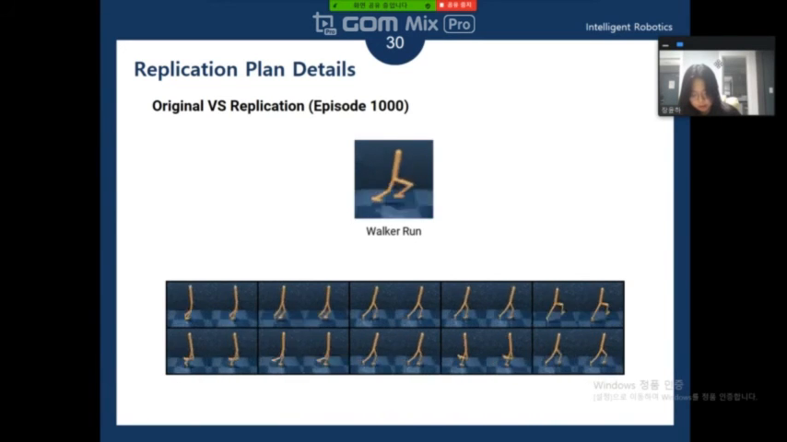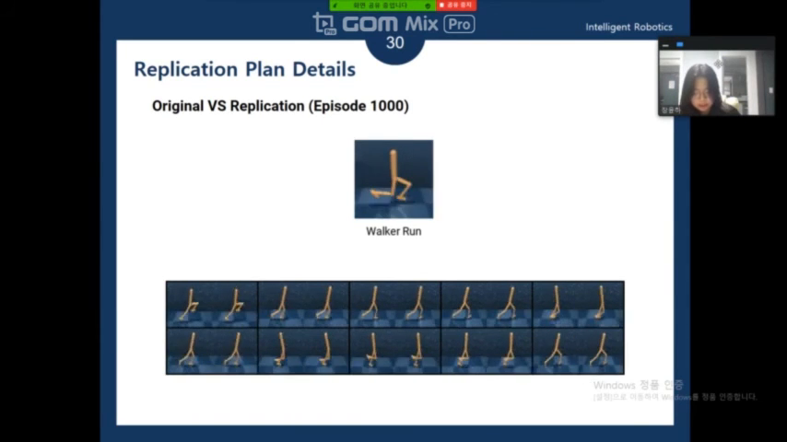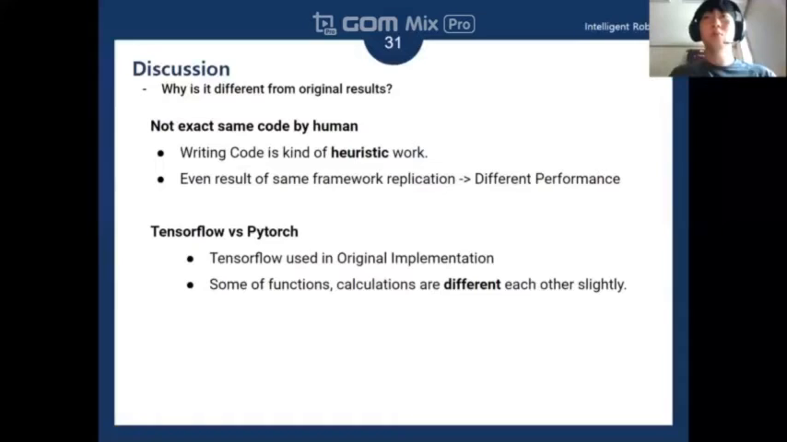When we compare our replication to the original Walker, it seems to be slightly different. But let's look at the reason why. So why is it different from the original implementation in Dreamer replication? Even with the same kind of code and framework, writing code is kind of heuristic work, so the result can be different. Also, TensorFlow and PyTorch offer different structures and function modules to do even the same task, so the calculations in deep learning models can be different.